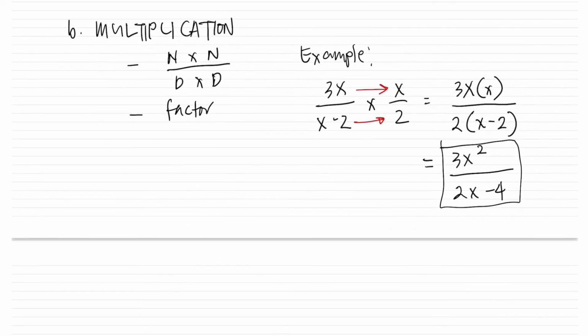That's how we multiply fractions. Now if you can find common terms, you are going to apply the cancellation process.